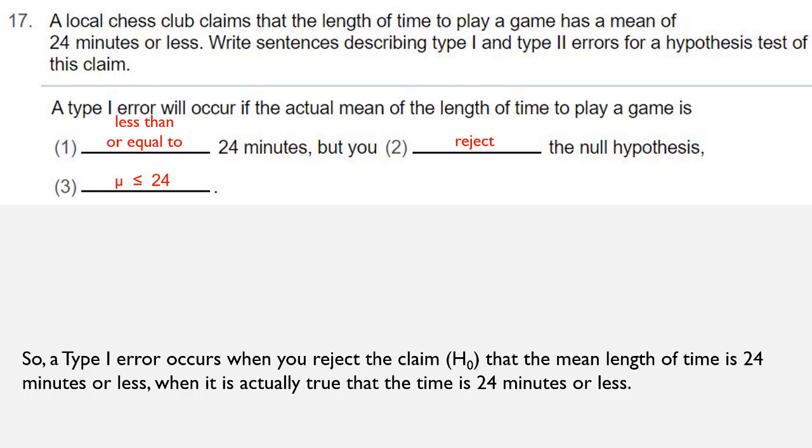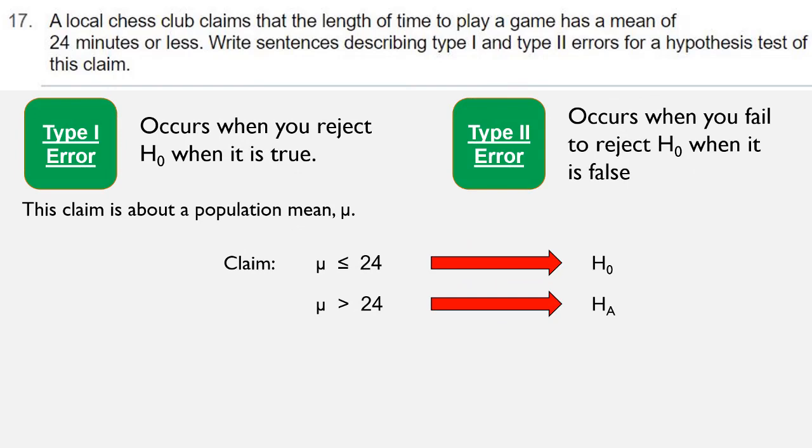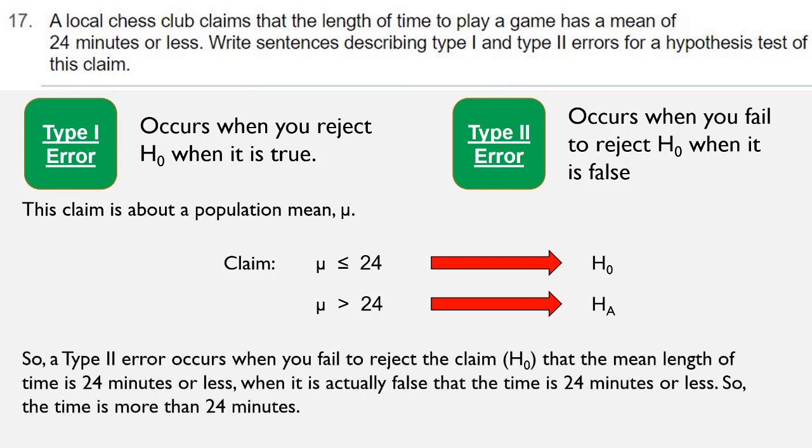What about the type 2 error? Let's bring back in our definitions and our claims. Type 2 error occurs when you fail to reject H0 when it is false. So in this case, a type 2 error occurs when you fail to reject H0 that the mean length of time is 24 minutes or less, when it is actually false that the time is 24 minutes or less. So in other words, the time is more than 24 minutes.